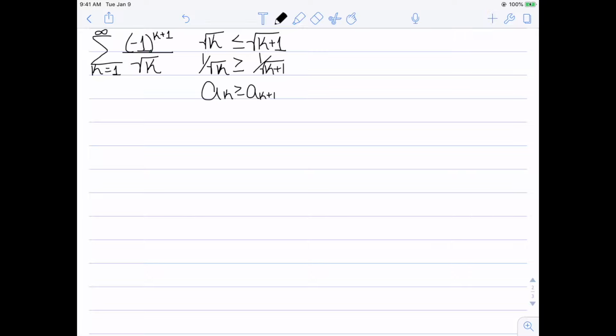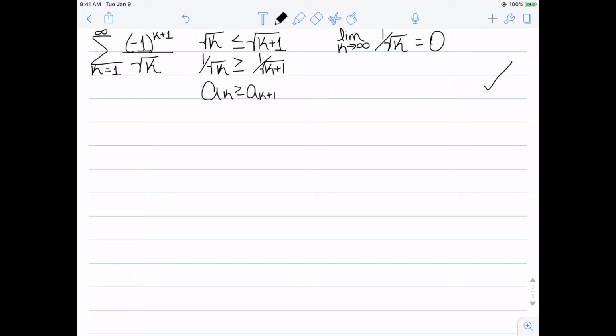So we can definitely say that it is decreasing, and now I need to use my other part of the alternating series test. That wants me to look at the limit as k goes to infinity of 1 over root k, which we know is 0. So according to the alternating series test, this does converge. Now we need to know, is it absolute convergence or conditional convergence?